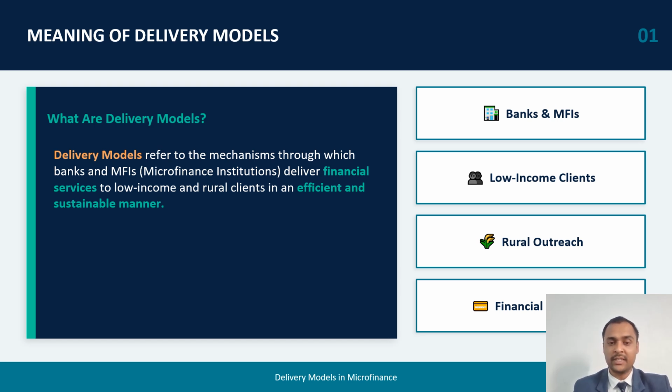The keywords here are efficiently and sustainably. It's not just about giving alone, it's about doing it in a cost-effective, scalable and long-lasting way. Think about it this way: even if a bank wants to help a farmer in a remote area or village, it cannot open a branch everywhere. It's not possible to open a branch in an area without easy connectivity. So they need smart delivery models to reach the farmers. These models are a bridge between the financial institutions and the unserved population.